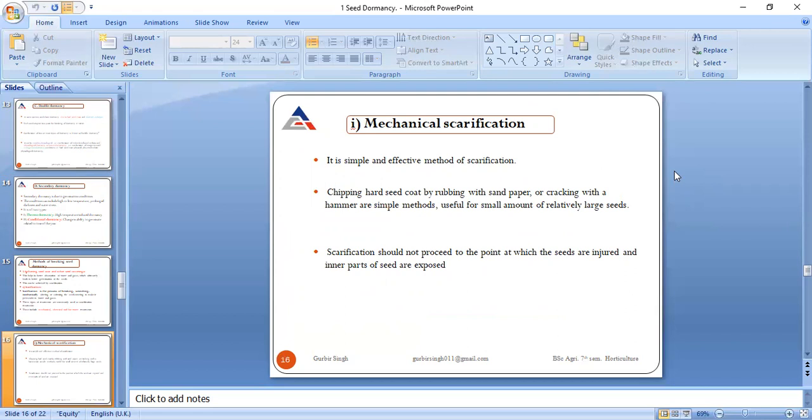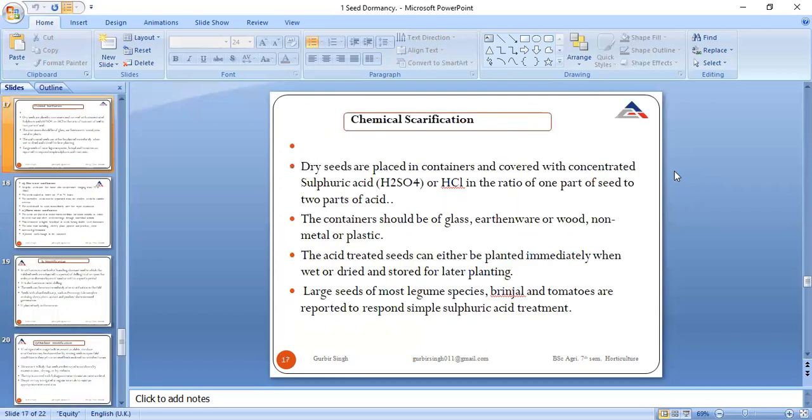Chipping the hard seed coat by rubbing with sandpaper or cracking with a hammer are simple methods useful for small amounts of relatively large seed. Scarification should not proceed to the point at which the seeds are injured and the inner part of the seed is exposed. Chemical scarification.